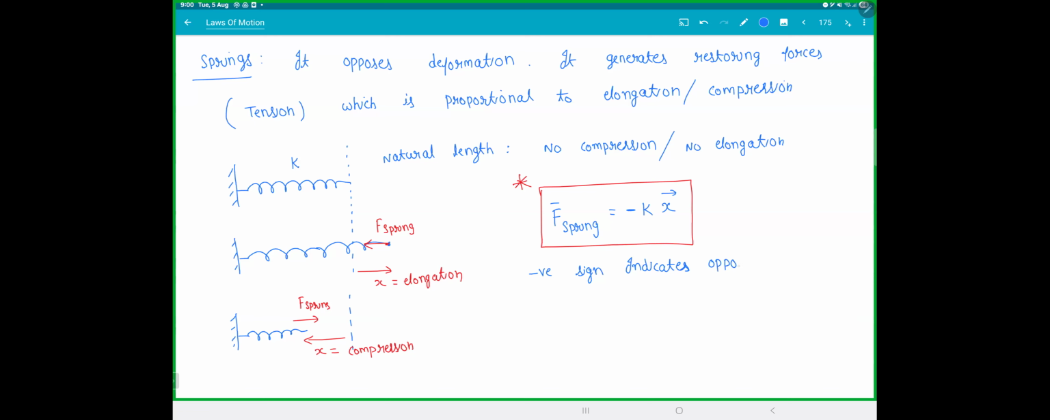The elongation and the force are always in opposite direction. You can clearly see in the picture here, X is forward, F is backward. X is left side, F is on the right side. They're always opposite. So if you push, it pushes back. If you pull, it pulls back.